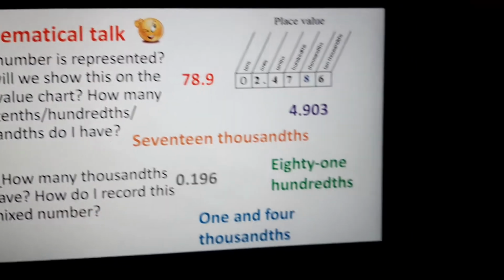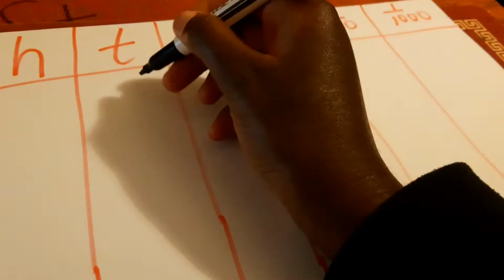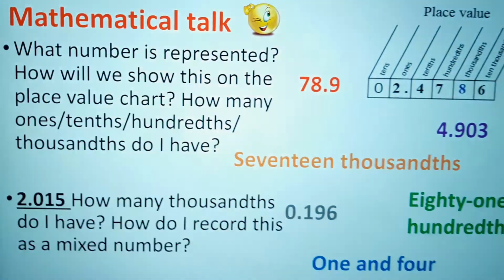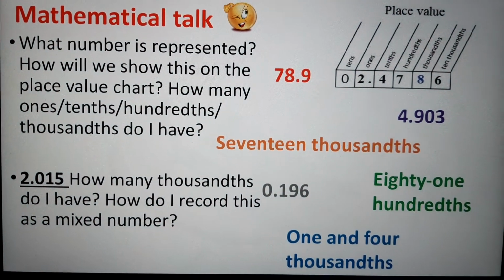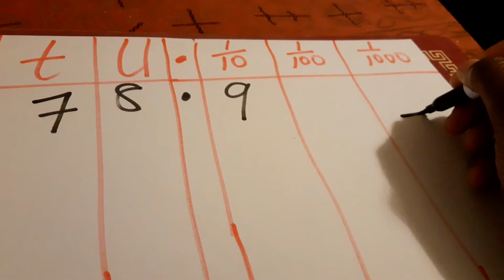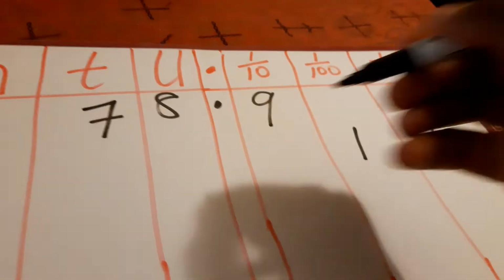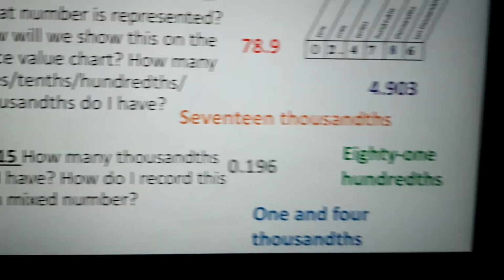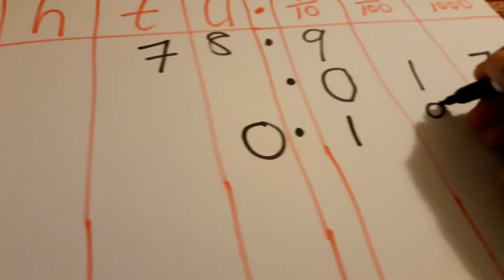So 78.9. We'll just write a few in here. 17 thousandths. So we go to the thousandths column. You put 17 there. You can put 0 and a decimal. And the next one, 0.196. Check again, what does that say? 0.196. Wanted to make sure. Okay, so let's just look at this.